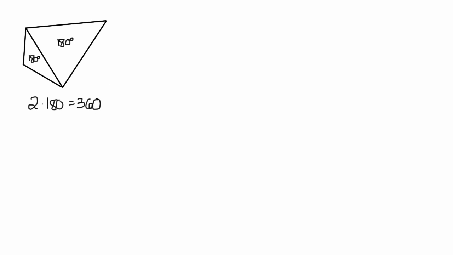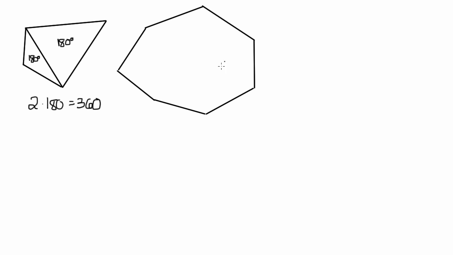Okay, so what if you have a different gon? Let's just start drawing. We'll see how many sides we end up with. One, two, three, four, five, six, and seven. Okay, so now I have a seven-sided polygon, and I want to know what's the sum of the measures of the interior angles.